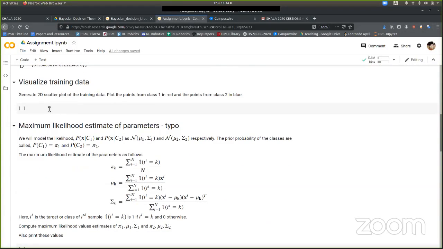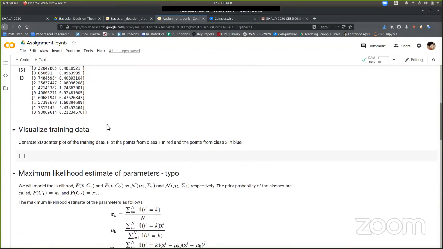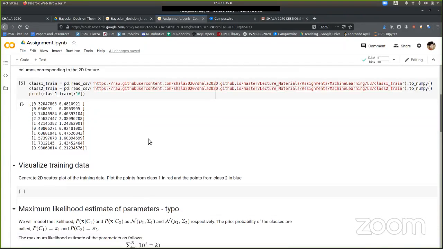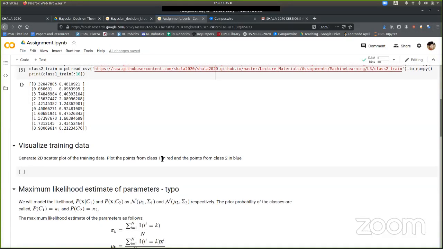So the first thing that you have to do is visualize the training data and generate a 2D scatter plot of the training data. When you do this scatter plot, you have to plot x1 along the x-axis and x2 along the y-axis. And you have to do it separately for class 1 train and class 2 train on the same figure. When you do the scatter plot, you have to visualize class 1 in red color and class 2 in blue color. So, do you have any questions on this part?